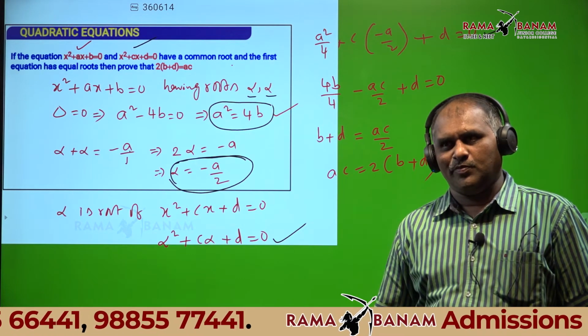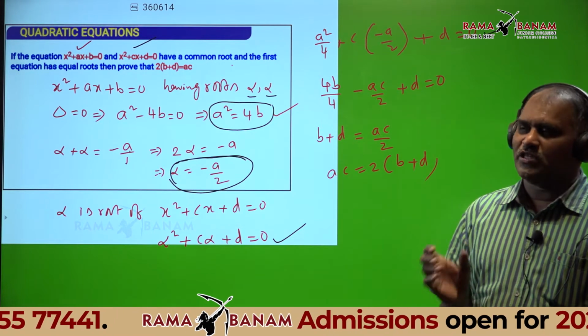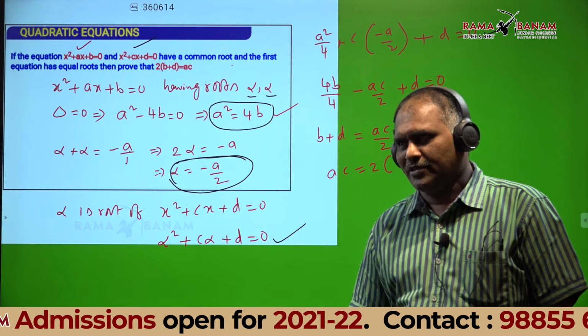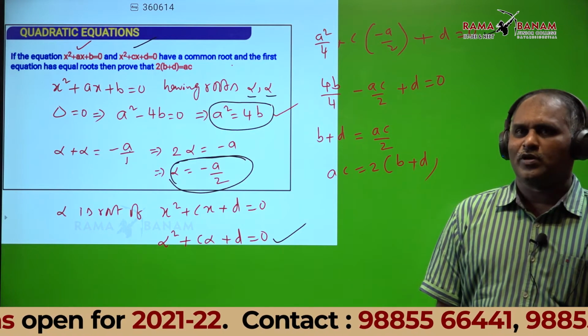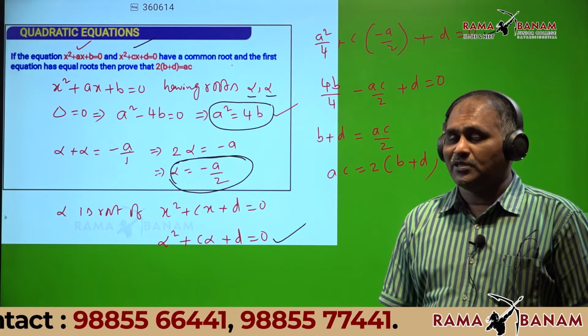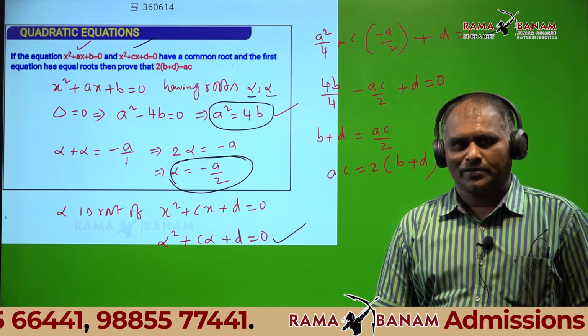Four options will be there. You can solve and find which is the correct answer. If you tick the correct option among the four, you get 4 marks. If it is wrong, you lose 1 mark.